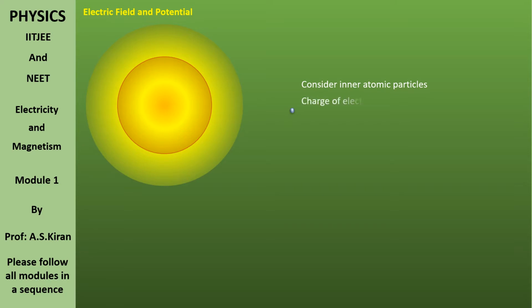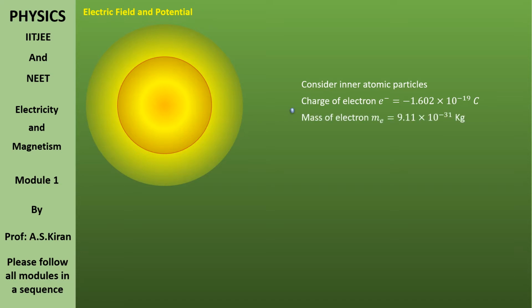Yes, charge of electron is 1.602 into 10 power minus 19 coulombs. Please remember it is negative charge. What is charge of electron? Charge of electron is minus 1.602 into 10 power minus 19 coulombs. Please remember Coulomb is the unit of charge. What is the unit of charge? Coulomb. Of course, the scientist name.